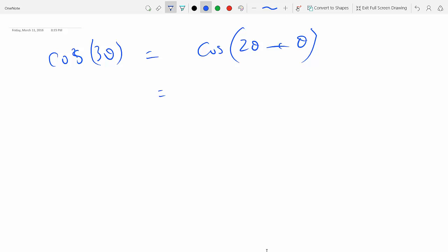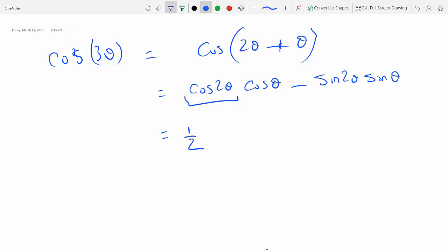What's cosine A plus B? It's cosine A cosine B minus sine A sine B. So cosine 2 theta cosine theta minus sine 2 theta sine theta. Okay, now what's cosine 2 theta? There's a trig identity that says cosine A plus B is cosine A cosine B minus sine A sine B.